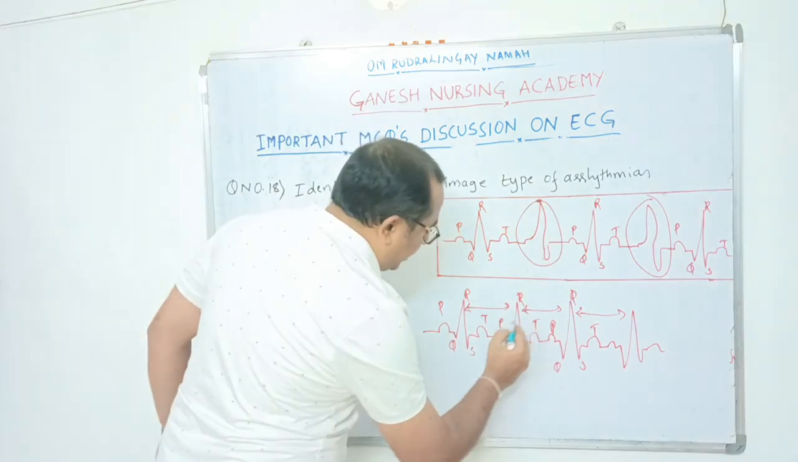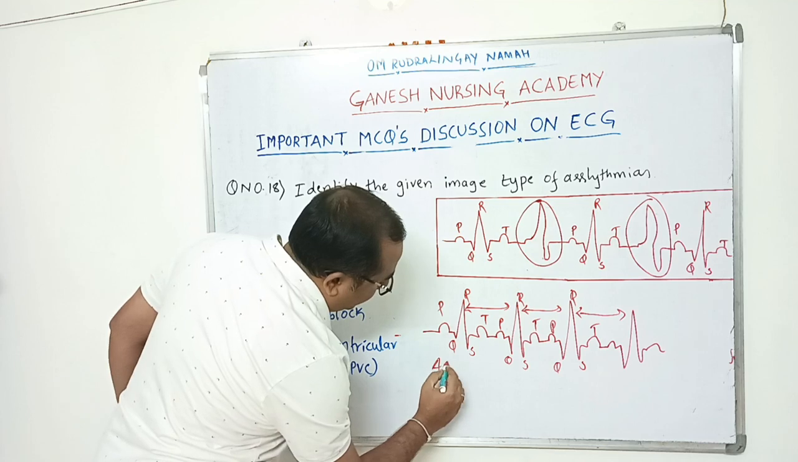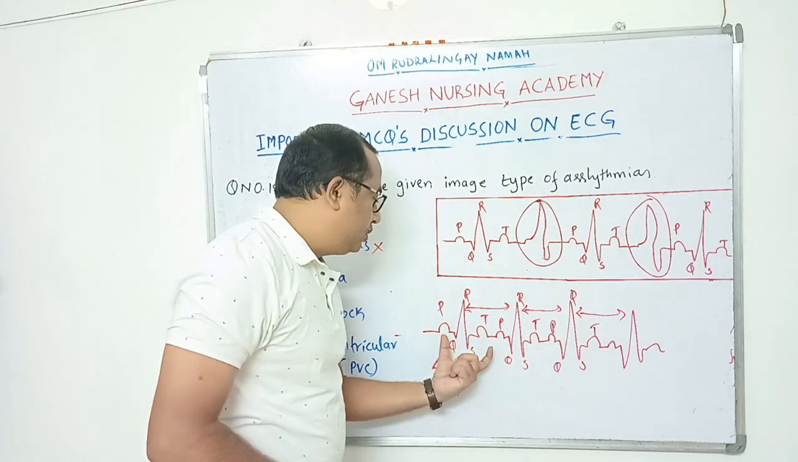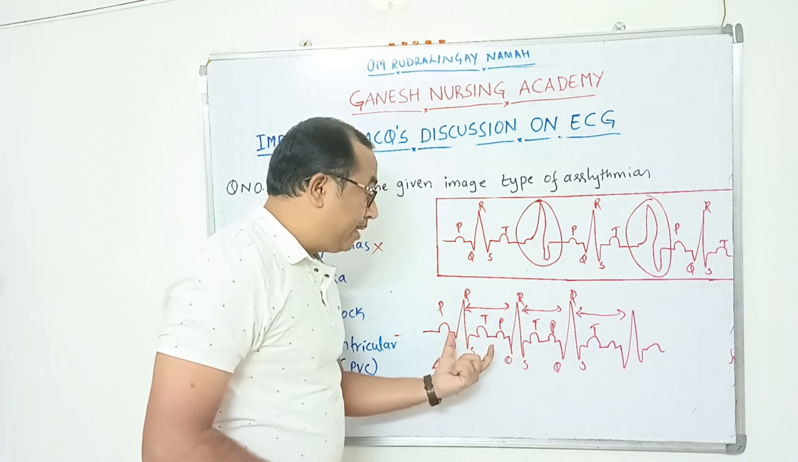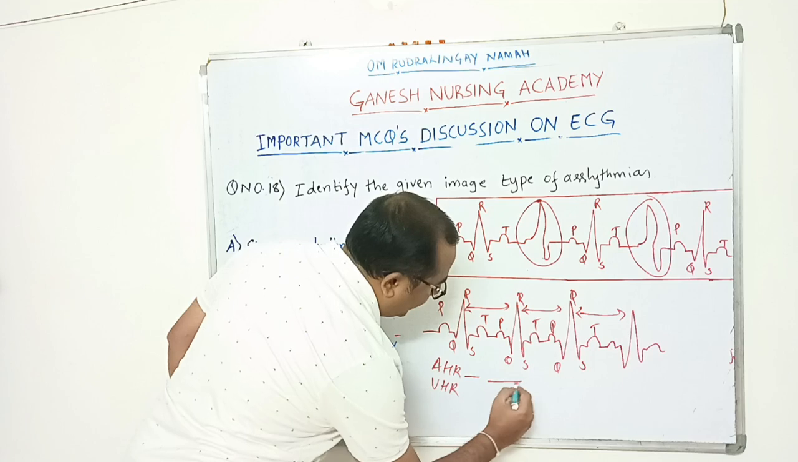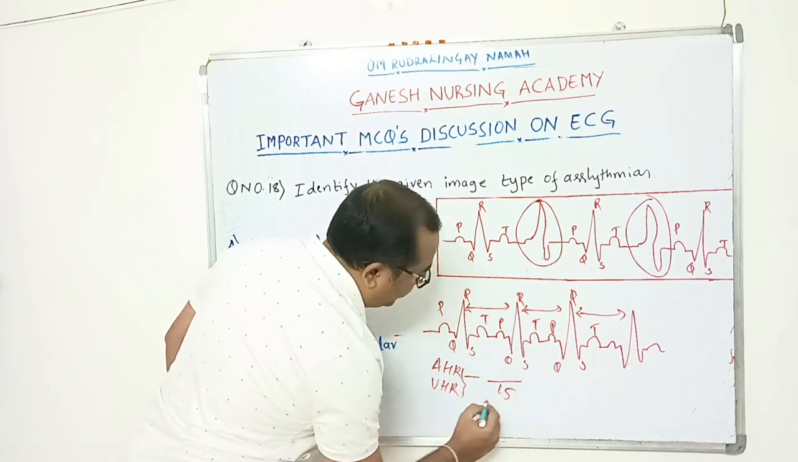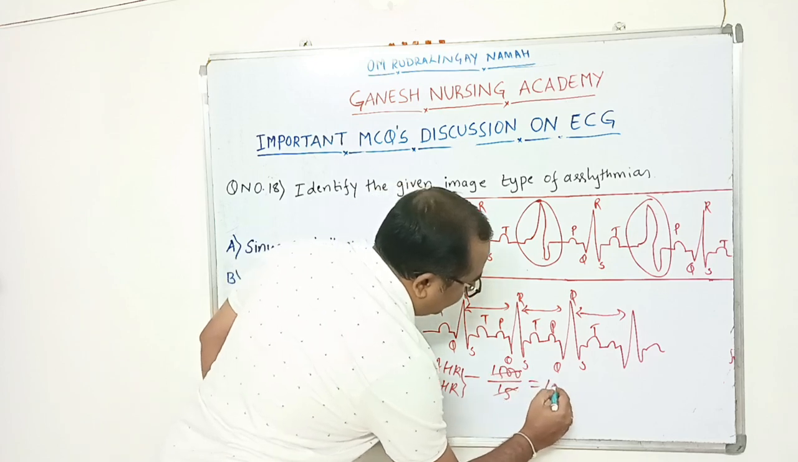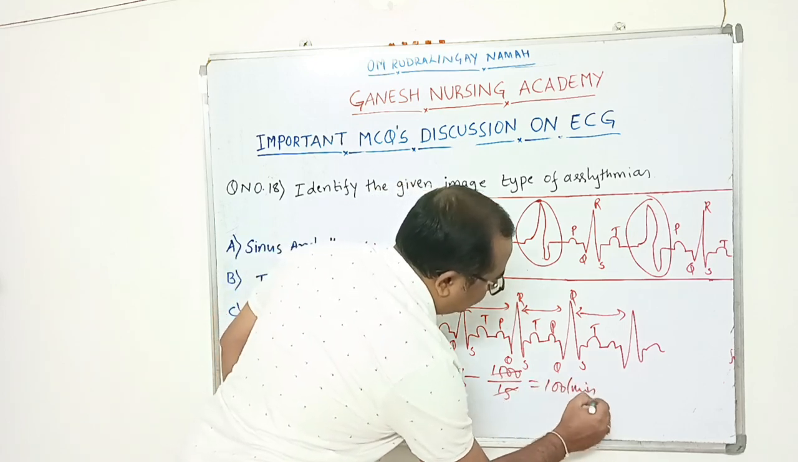So when the distance is shortened here, either you calculate atrial heart rate or ventricular heart rate. Because the distance between two consecutive P waves and R waves is shortened, the number of small squares will be less. For example, the number of small squares may be 15 for both of these. So 1500 divided by 15, the heart rate is 100 per minute.